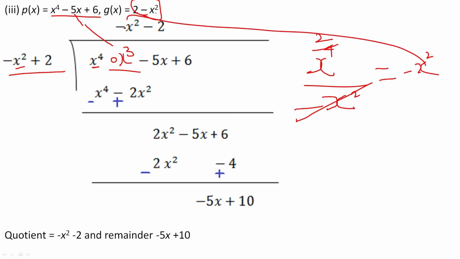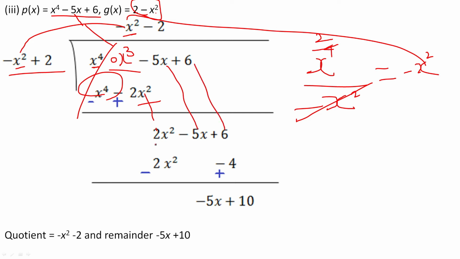Now multiply minus x square into minus x square will become x power 4. Then minus x square into plus 2, minus 2x square. Changing the sign, first two terms will get cancelled. Second, you can bring down 2x square. Then bring down 5x and 6.